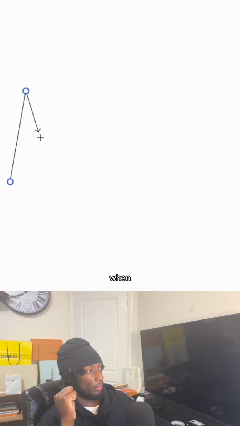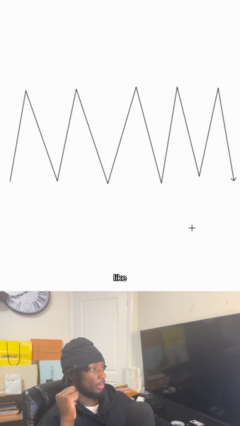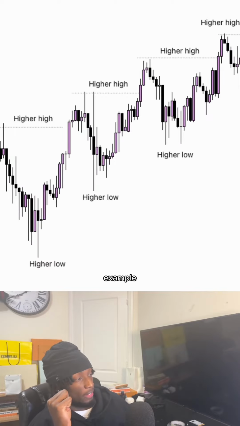And the final main structure is a consolidation. This is simply when the markets are going sideways and we're not forming any new highs or any new lows, like this. This would be a nice live example of what an uptrend would look like. Why? Because we're breaking structure here, forming new higher highs here, here, here, and here, and we're still forming higher lows here, here, and here.